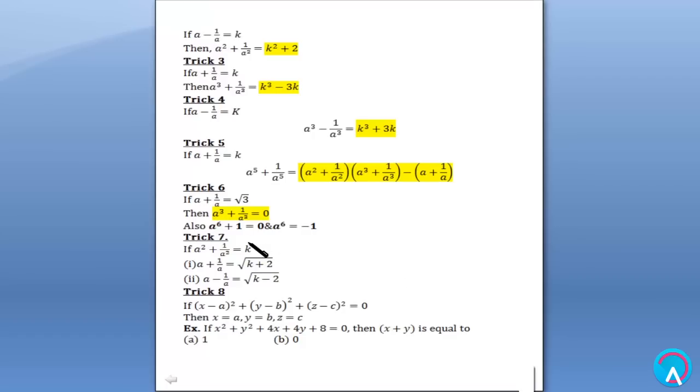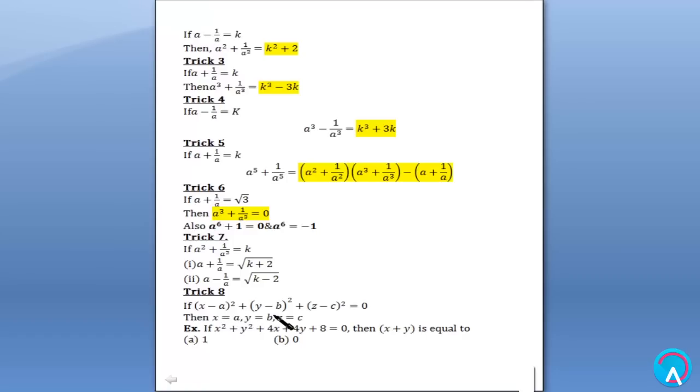Also, a to the power 6 plus 1 is equal to 0 and a to the power 6 is equal to minus 1. Trick 7, if a square plus 1 by a square is equal to k, then first a plus 1 by a is equal to under root k plus 2 and second a minus 1 by a is equal to under root k minus 2. Let's look at 8th trick.